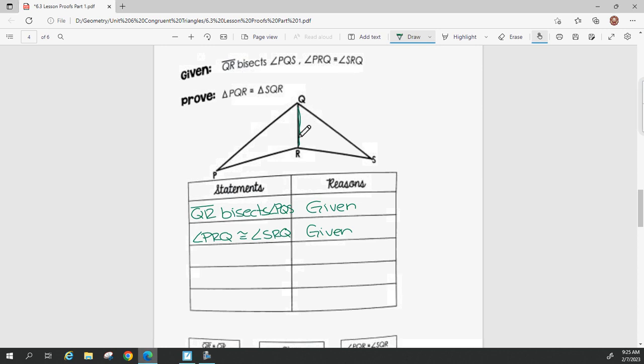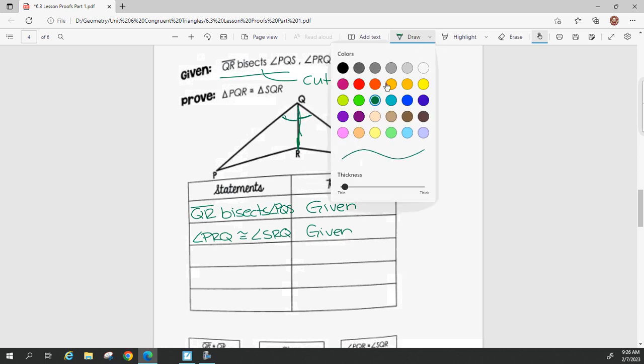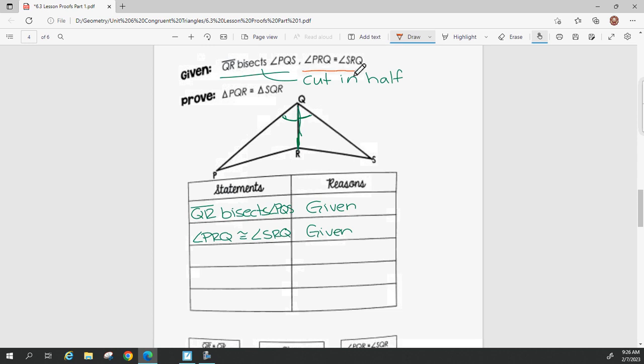QR is this segment right here, and this is saying that it bisects this angle PQS. So bisect means to cut in half. And when you cut something in half, both of those halves are equal to each other, or in this case, congruent. So if we're cutting PQS in half, that means that this angle and this angle are congruent to each other. And then we're also told that PRQ and SRQ are congruent to each other. So PRQ is this angle. SRQ is this angle. So they're congruent.